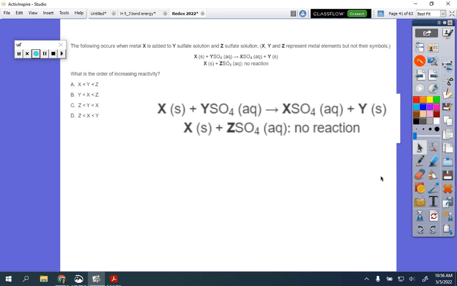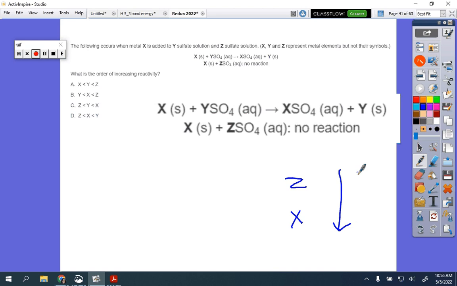Roger, what's the answer? Yeah, it's B. Here's why. X cannot replace Z. Okay? That means Z has to be above X, going for decreasing reactivity. Okay? So now we have to figure out where Y goes.